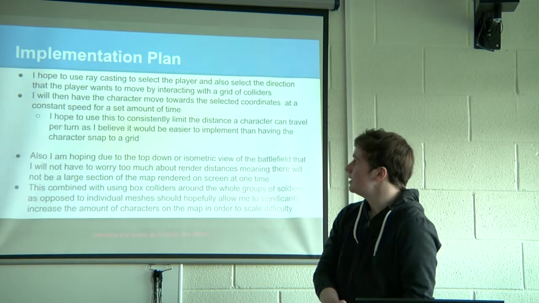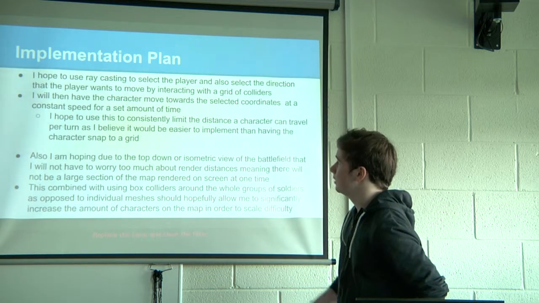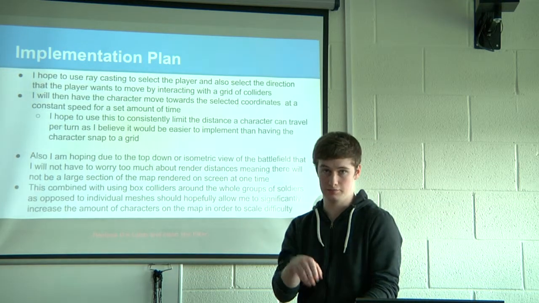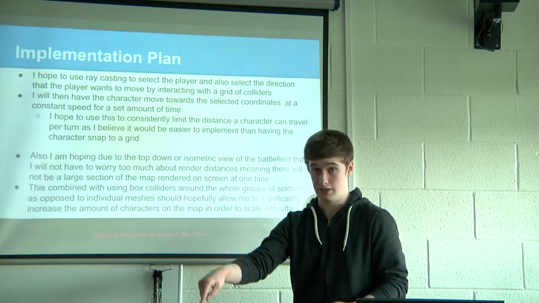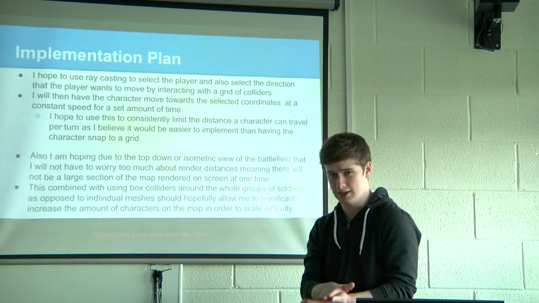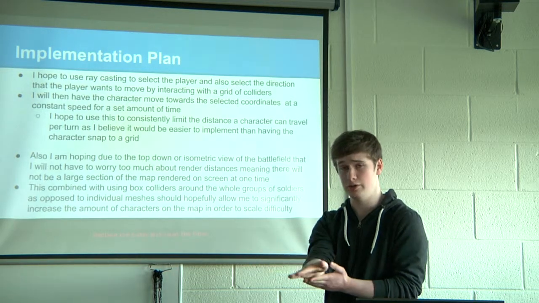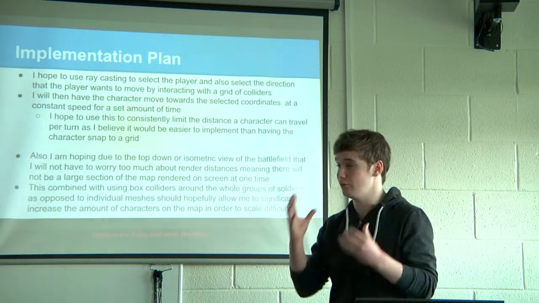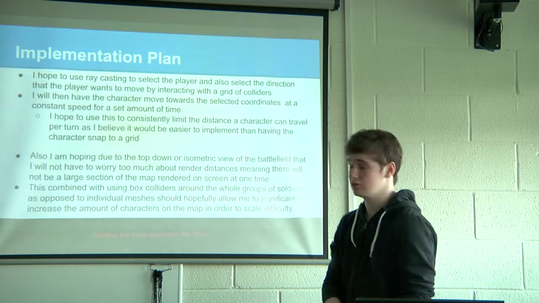Now, how I plan to implement some of the features of the game. It's just a quick run over. I haven't gone too much into this, but in general I plan on using raycasting to select the character, and then to select a grid position in that direction. The character will move towards that coordinate at a set speed for a certain amount of time, which limits the amount of movement each turn, so it's a fixed distance. I found wrapping my head around that idea a lot easier than trying to get the character to snap to a grid. So that's the model I'm working on at the moment.